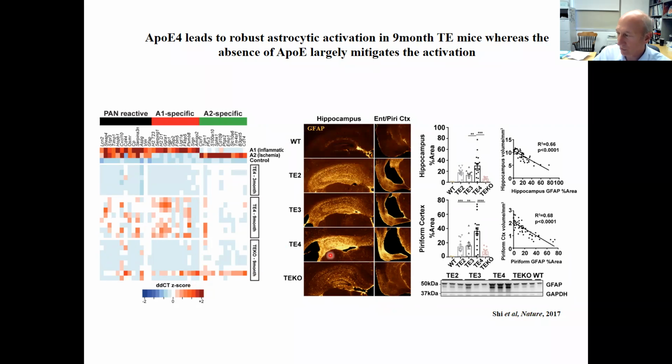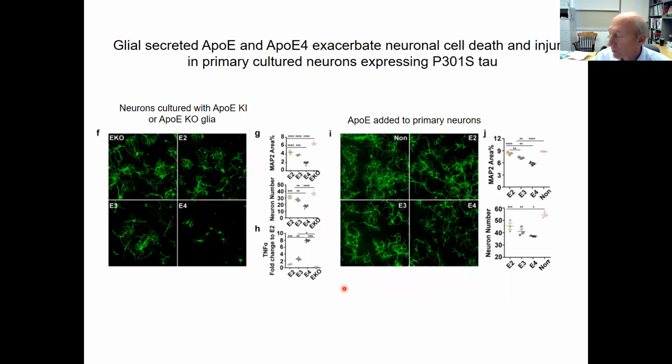And this is a GFAP stain showing this very strong effect in the tau E4 mice. In the absence of APOE, there's very little of this reactive type astrocytosis. So it's certainly possible that APOE is modifying the innate immune response in relation to the development of tau pathology. But one of the things that we wanted to ask was, can you see this kind of phenotype when you just have isolated brain cells and not in the context of the in vivo situation?